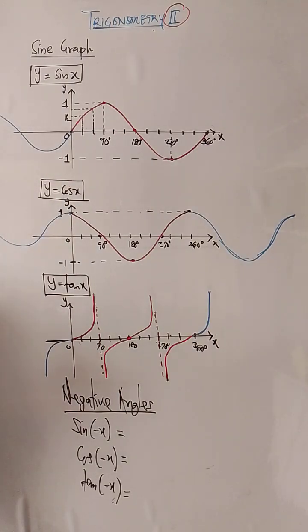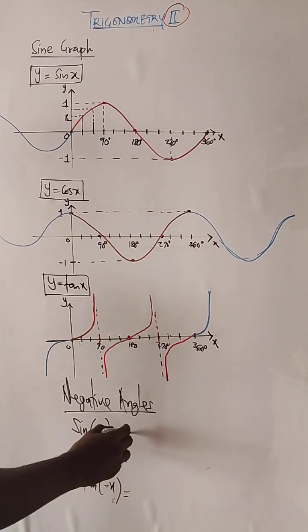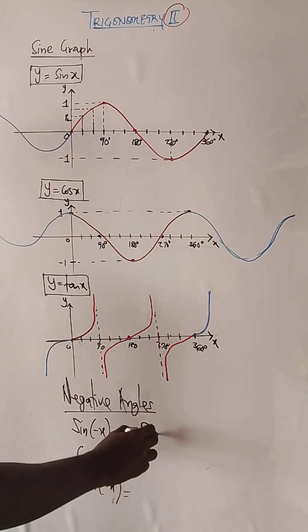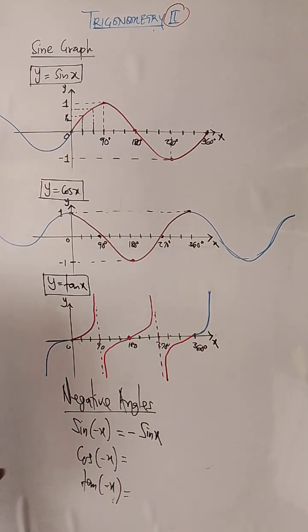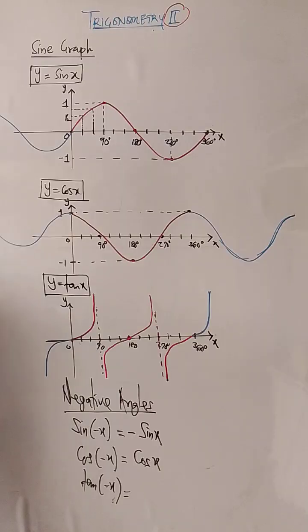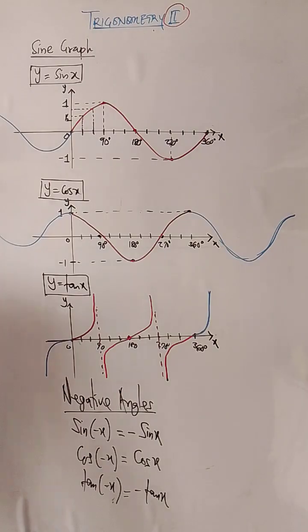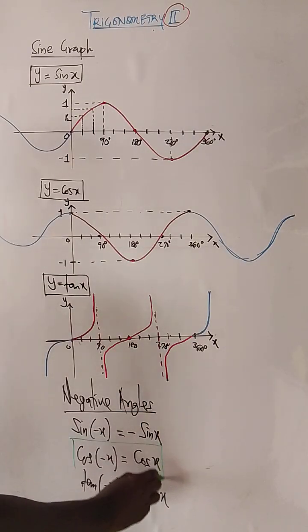So the values we're getting in each case, for sine minus x will be what? Negative of sine x. But cos minus x is still cos x. The negative will not affect cos. While tan minus x is negative tan x. So I think what is most important is to know that sine minus x is minus sine x. Tan minus x is minus tan x. But cos is the only one that is different.